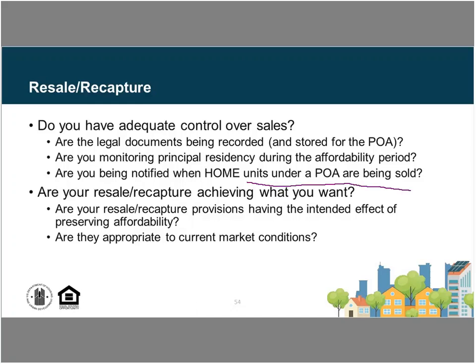And then, are your resale and recapture provisions achieving what you want? If you had resale in place, is this working? Is it helping to preserve the affordability, or is it starting to become a hindrance for the original home buyers? And like I said, looking at your current market conditions, are the resale or recapture provisions you put into place still effective, still meeting the goals that you had intended them to be?